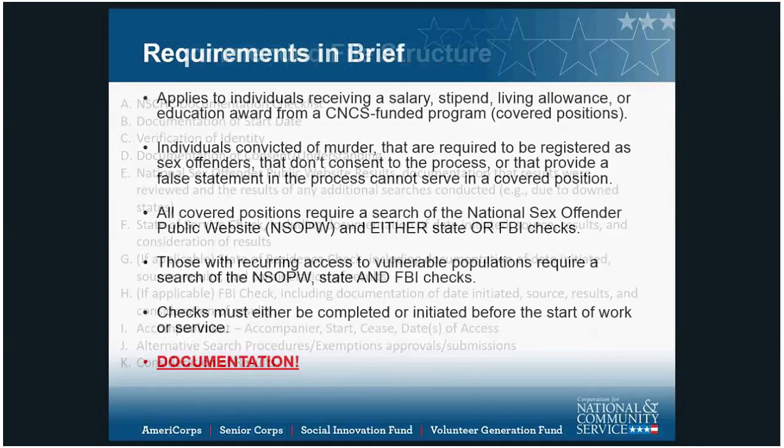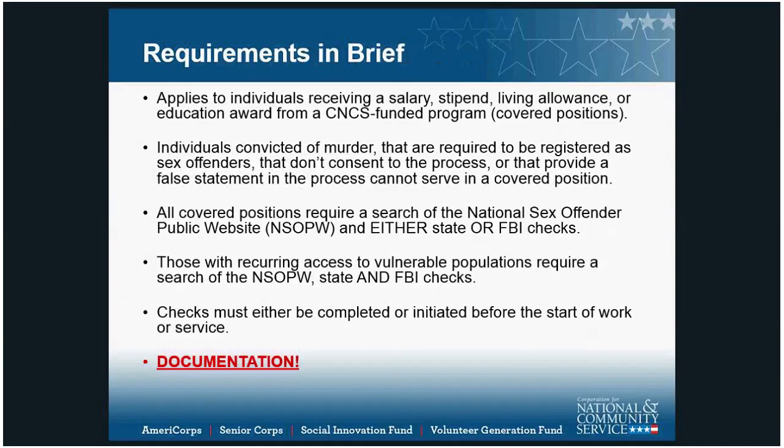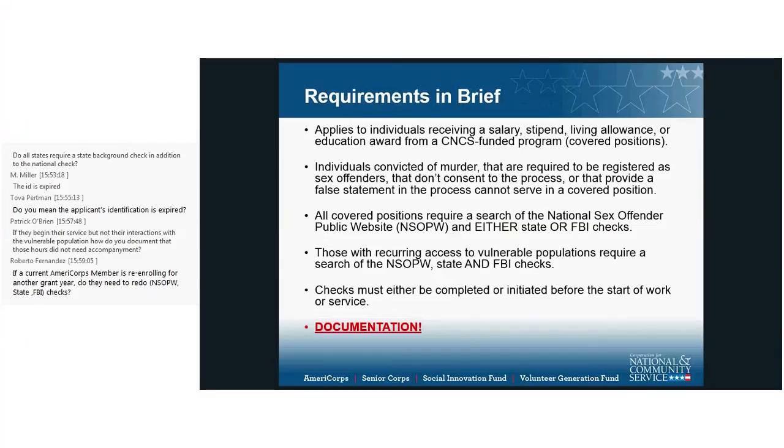So just to wrap up real quick, these are the requirements in brief. Criminal history check applies to individuals receiving a salary, stipend, living allowance, or ed award from a CNCS-funded program. Remember, it's those covered positions. So if you're paid with CNCS dollars, match, or a combination of those two, you have to get the checks done. People that have been convicted of murder or are required to be on a sex offender registry list, those that refuse to do the checks, and those that make a false statement in connection to the criminal history check cannot serve. They are ineligible.